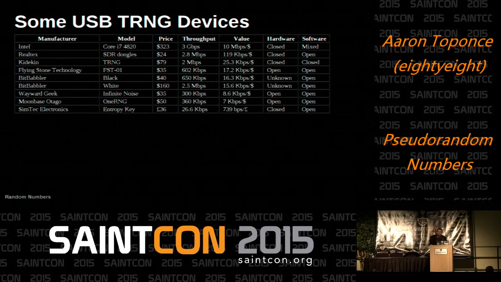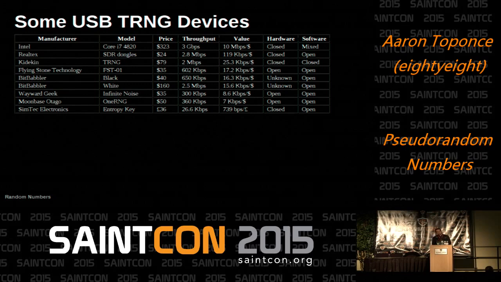Okay? Obviously, the Intel Ivy Bridge processors and later that have RDRAND on die will get you the most value for your money. They're expensive, but you can get 10 megabits per dollar spent out of your generator. Unfortunately, the hardware is closed, and there's no guarantee that there isn't any malicious hardware intent with the Ivy Bridge or later processors.